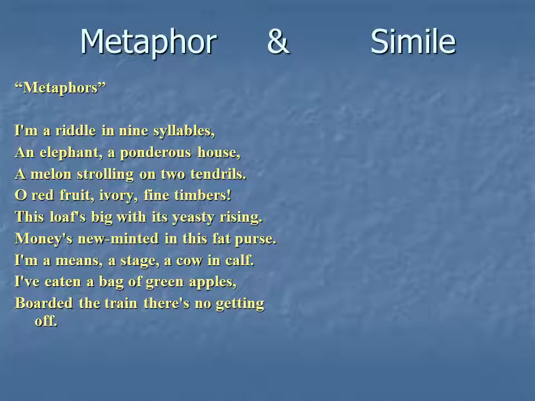I'm a riddle in 9 syllables, that's 1. I'm an elephant, that's 2. I'm a ponderous house, that's 3. I'm a melon strolling on 2 tendrils. That's 4. Can you see it? Oh, red fruit, ivory, fine timbers. An enigmatic line. This loaf's big with its yeasty rising. It implied, I'm a big loaf. Yeasty rising is now implying something within growing.